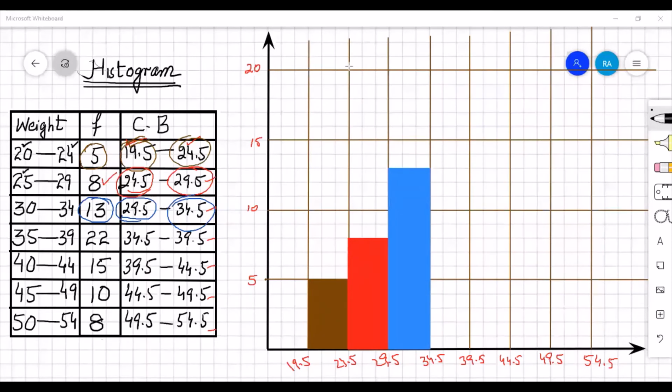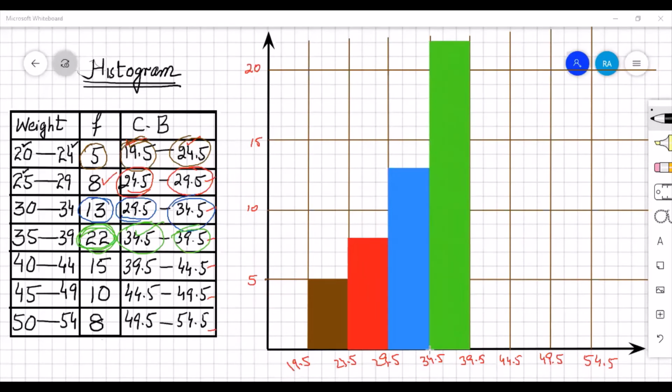For the next bar, the height as shown in the table is 22 and it is between 34.5 and 39.5. So we draw the bar between 34.5 to 39.5 and its height will be 22 according to the given table.